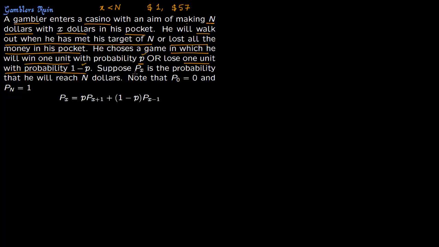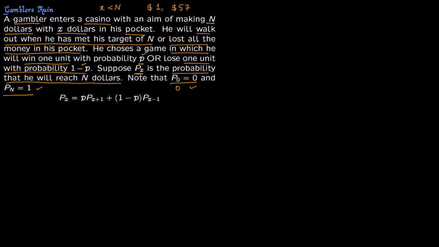Now suppose P subscript X is the probability that this person will reach N dollars with X dollars in his pocket. Now first thing you notice is that P of 0 is 0. So if he has $0 in his pocket, then he has to walk out of the casino because he cannot bet. So his probability of success is 0 if he has $0 in his pocket. And P subscript N is 1. If he has already made N dollars, then he is already successful. So this probability is 1. So these are boundary conditions.